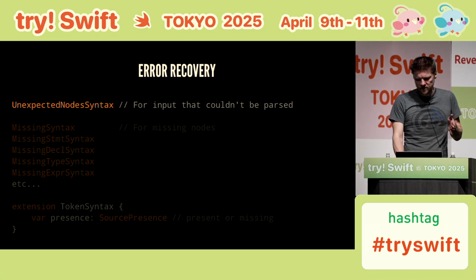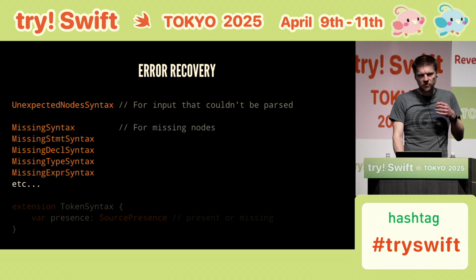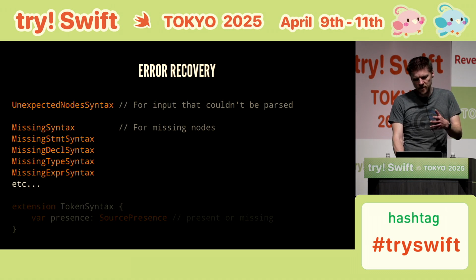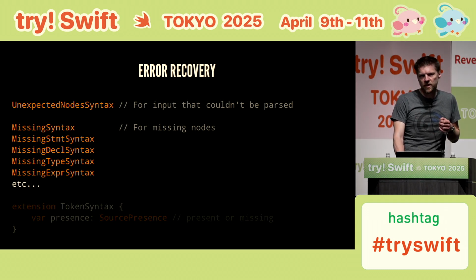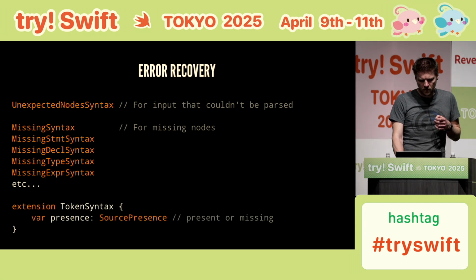Unexpected node syntax is used when the parser finds some code that it doesn't understand. And there's also a family of syntax nodes related to missing code from the input. And these act as placeholders for gaps in the source tree so that the parser can continue to construct the rest of the tree without being blocked. And finally, for even more granularity, every token has a presence property, indicating whether it was actually found in the input or whether it was inserted by the parser to fill a gap.